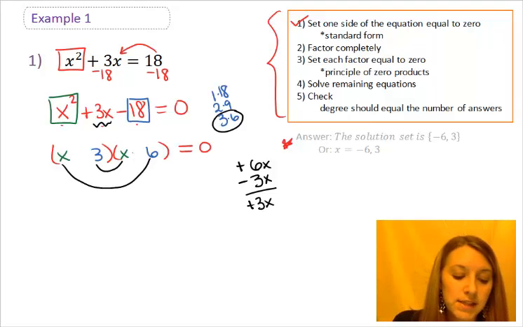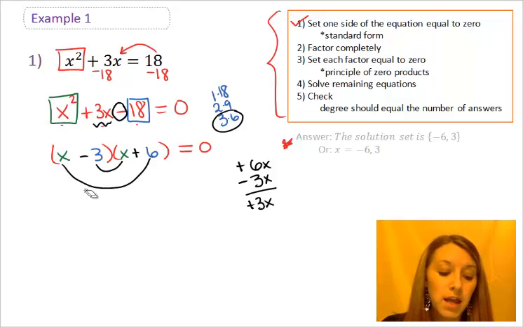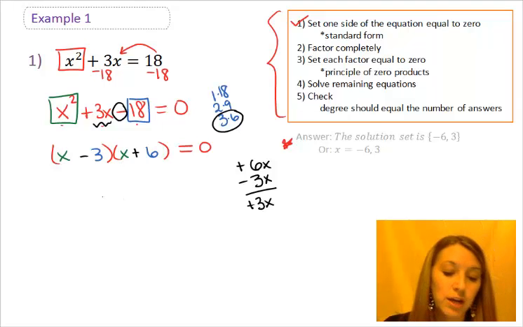So I find my 6x, make it positive. I find my 3x, make it negative. And double check that last sign. When I multiply negative 3 times positive 6, that does give me a negative 18. So I have factored it.